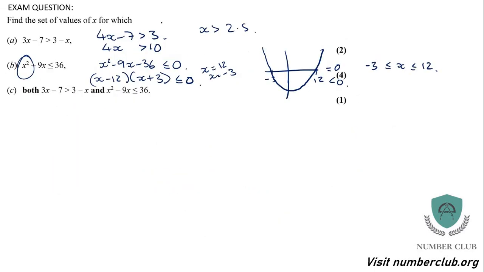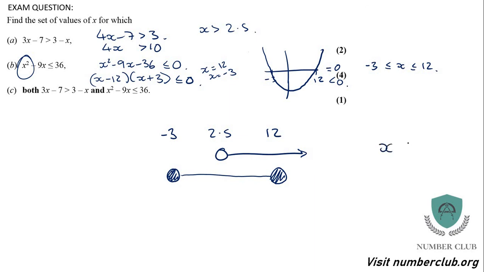Good. All right. When are they both correct? Well, critical values were -3, 2.5, and 12. So the first one is when x is greater than 2.5. The next one is when x is between -3 and 12. It can be equal to either of them. So when are they both true? Well, they're both true in here, here. Also 12, but not 2.5. So we'd have x has got to be less than or equal to 12, but also greater than 2.5. Be careful with your inequalities there.